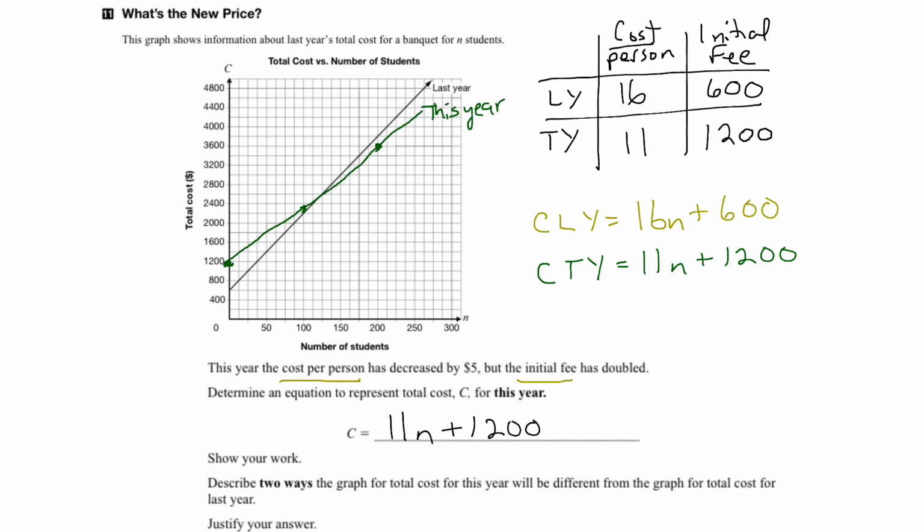So if we look at this line, we can see that it's less steep. In other words, the cost per person is lower. And the other thing is that its c-intercept is higher than last year, and that is because the initial value was doubled. So we can say, for example, here that this year's graph is less steep and that the c-intercept is higher. And there you go.